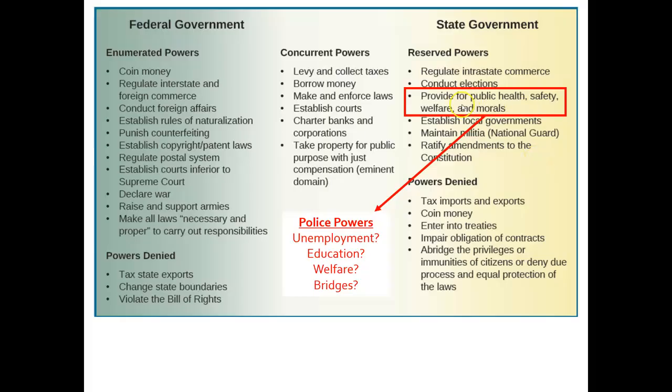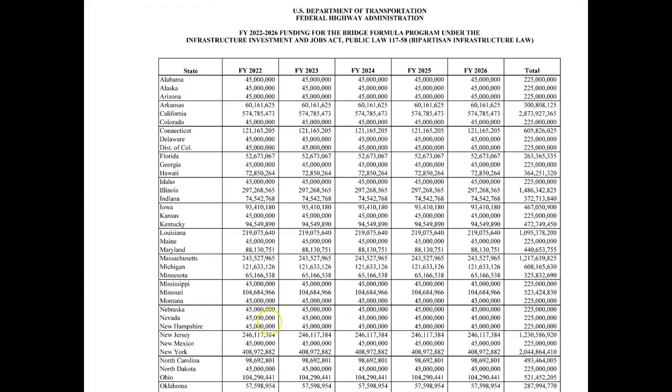But there are other powers as well, like providing for public health, safety, welfare, and morals. These are what are called police powers. So what about unemployment? Is that just a state problem, or education, or welfare, or bridges? Aren't those just state problems? Well, if you look at what's happened over the past few fiscal years, this is funding for bridges. The federal government gives money to the states for bridges and infrastructure investment. That's something that the federal government does.